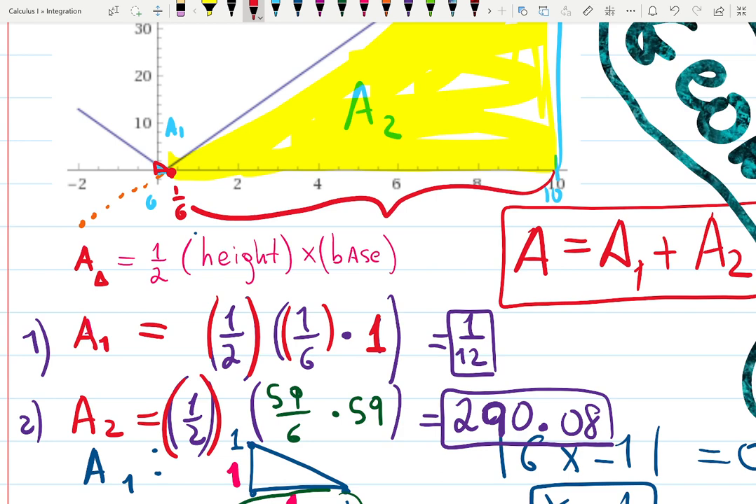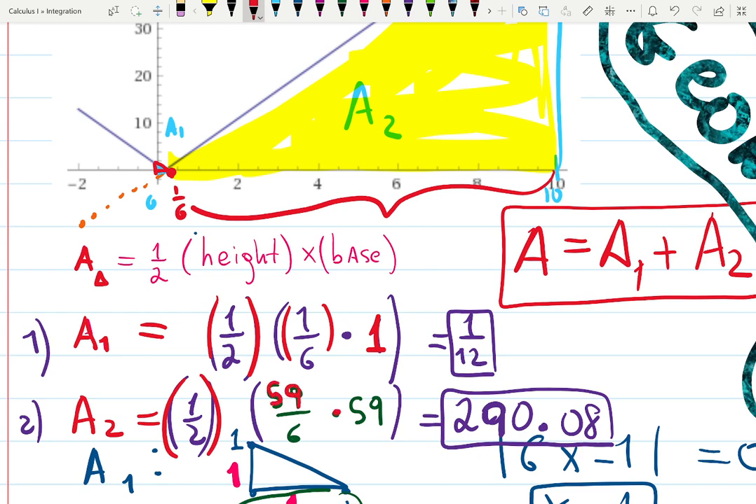For A2, I need to find this distance, which is 10 minus 1/6. That is 60 over 6 minus 1 over 6, and it is 59 over 6. You see? Don't use calculators. It's much better if it's exact.